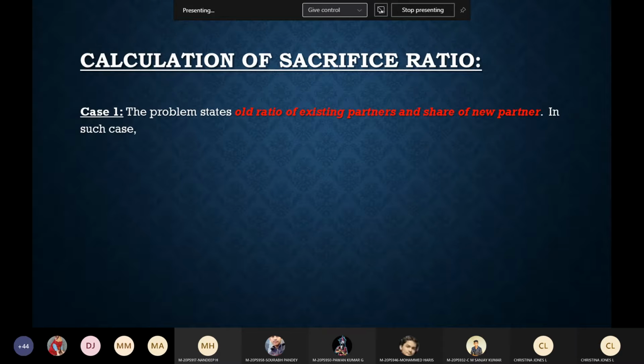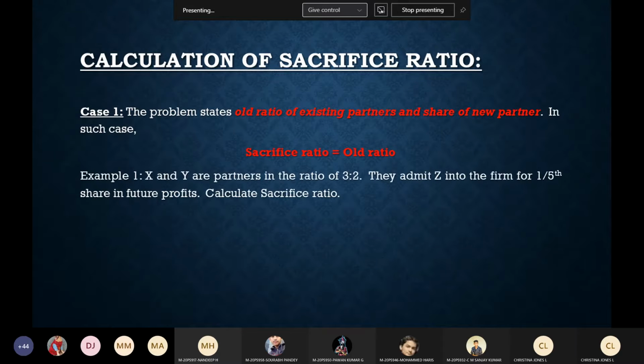The first case is the simplest. In the first case, they give you the old partners' share, and they tell you how much the new partner is getting. This is how the question will be: X and Y are partners sharing profits and losses in the ratio 3:2. That means before Z came into the business, this is how X and Y used to share their profits. Then a partner called Z enters the business, and he is getting 1/5 share in the future profits. That's it. They want you to calculate the sacrifice ratio.